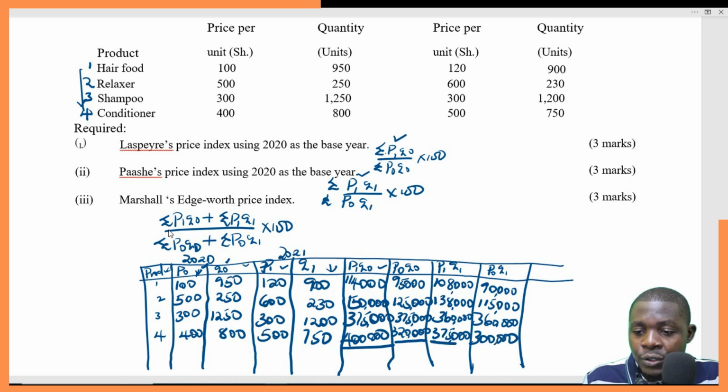Now we find the total of these, the summations. Let me start with the last one. We are having 300. I add 360. I add 115,000. And then eventually I'm adding 90,000. I get 865. We record here. Now that will be summations of P naught Q1.